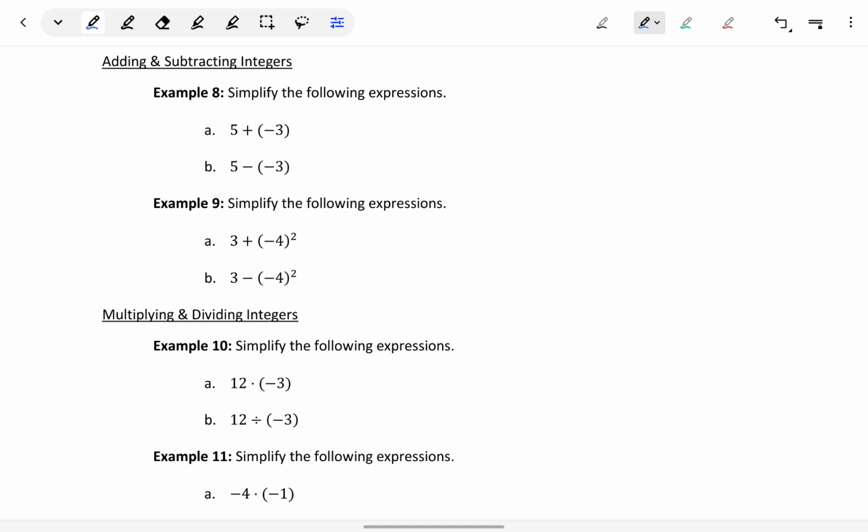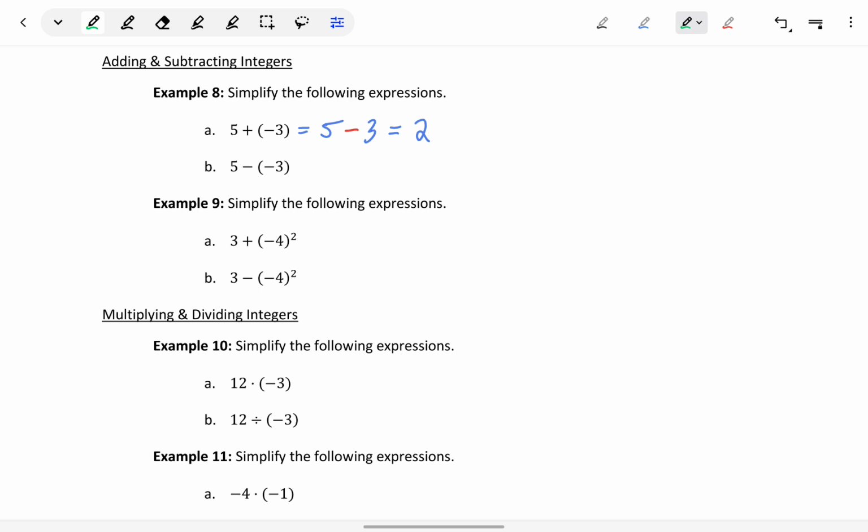In example 8, we have two relatively simple problems, but again, we want to pay close attention to what happens with the negatives and how those factor into these arithmetic steps. In part A, we have 5 plus negative 3. We can rewrite that instead of as plus negative 3 as simply minus 3. Those two expressions mean exactly the same thing. So all we're doing is taking 5 and subtracting 3, which would give us 2 as an answer.